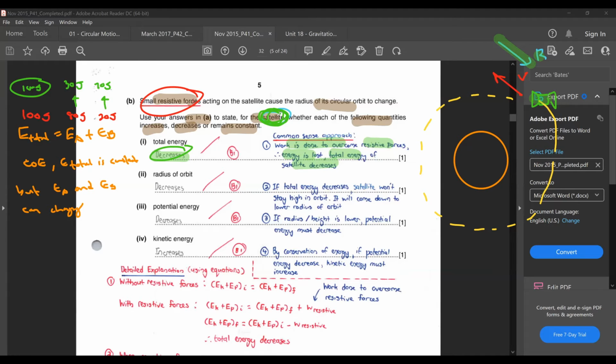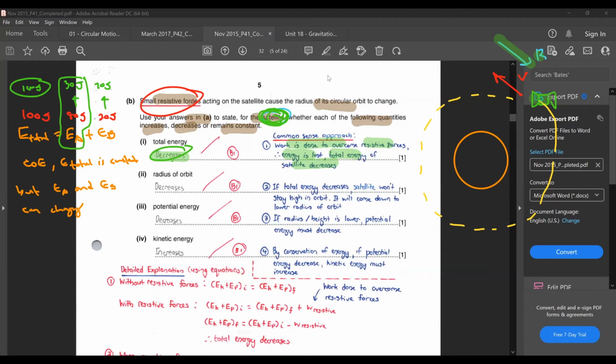So in our case here, when you're talking about the satellite, it's kind of like you're just talking about a component inside the system. Okay, so that's why I can say the energy is decreasing. Just to make this distinction clear. All right. Okay, so total energy is decreasing.